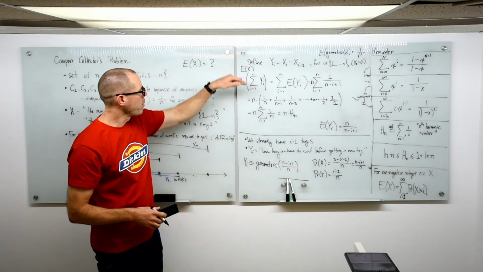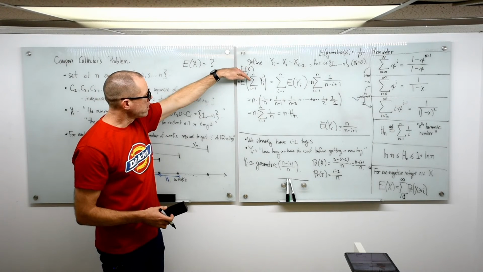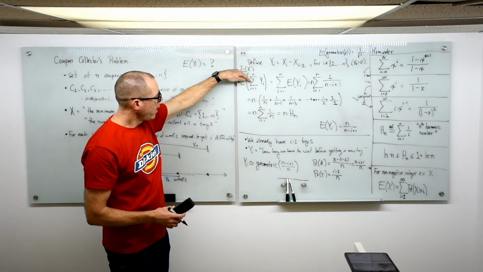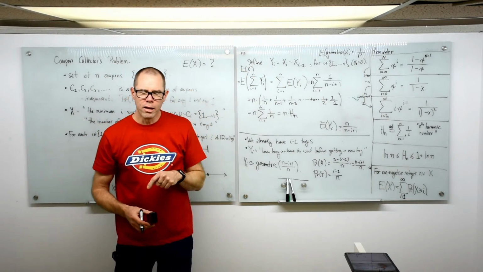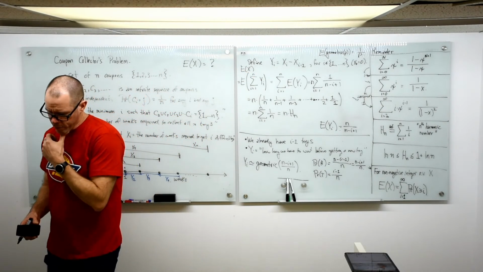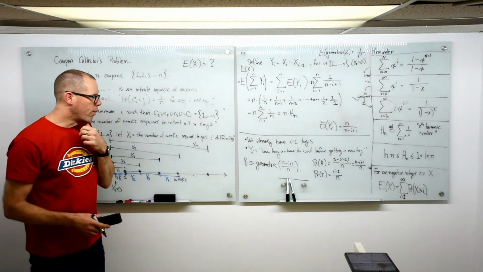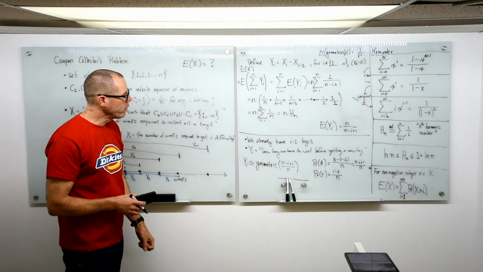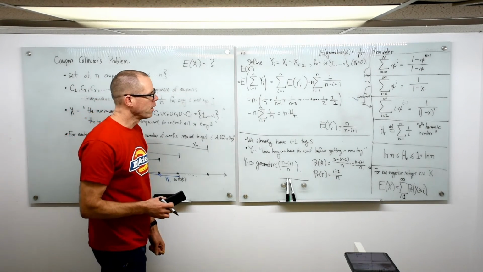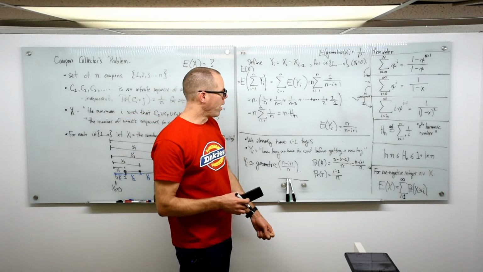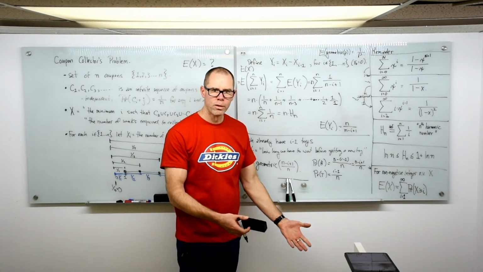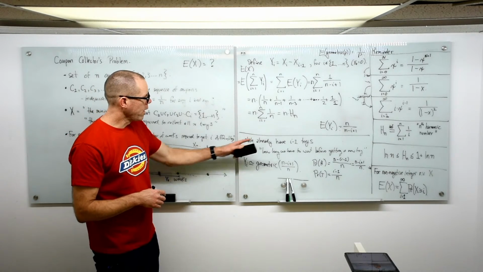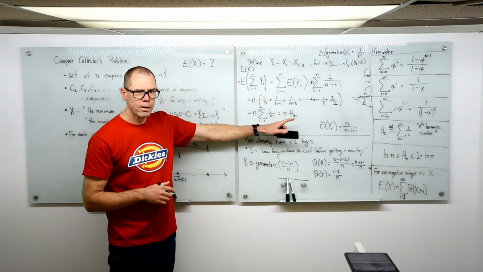That's our answer. The expected value of x is the expected value of the sum of the yi's, and each yi is a geometric random variable for some value p, and those values of p end up being 1, 1/2, 1/3, 1/4, and so on. And so you get n times h of n.